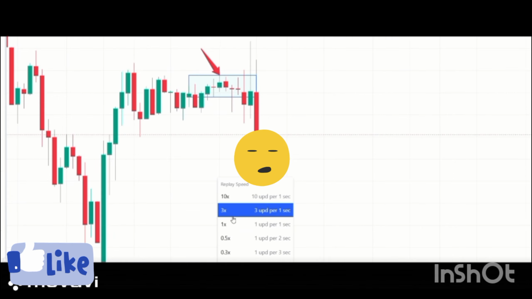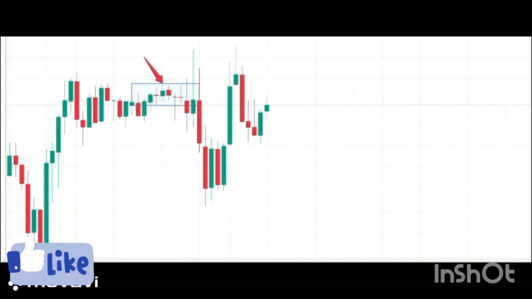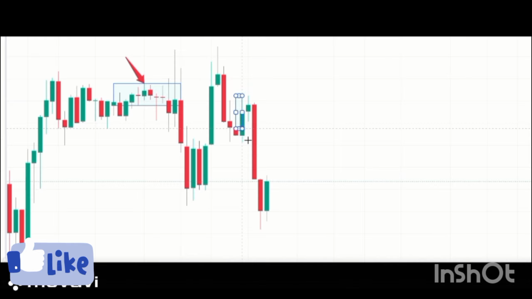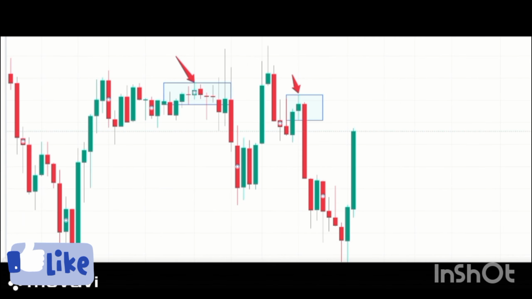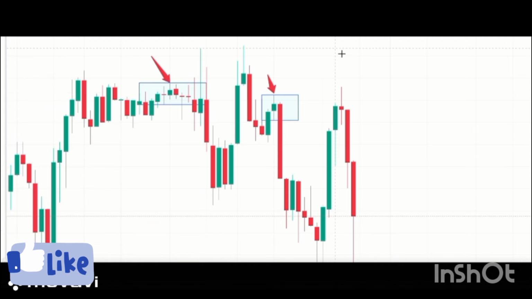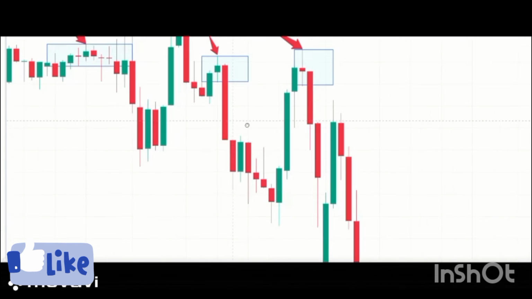How do these zones work? When price returns to the supply zone, it often faces resistance and moves down because unfilled sell orders get triggered or active. So sellers are active there. But always wait for confirmation with price action before taking a trade.